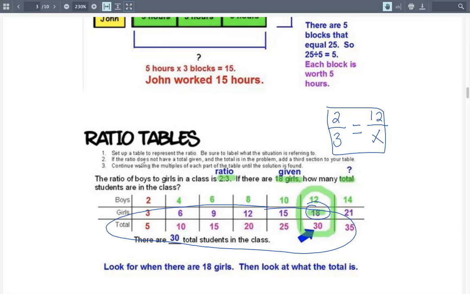Yeah, so ratio tables are the most basic version of using proportional relationships. And it's just showing you that as one side grows, the other side also grows. Or it could be that as one side decreases, the other side also decreases, depending on how you read it. But they are proportional.